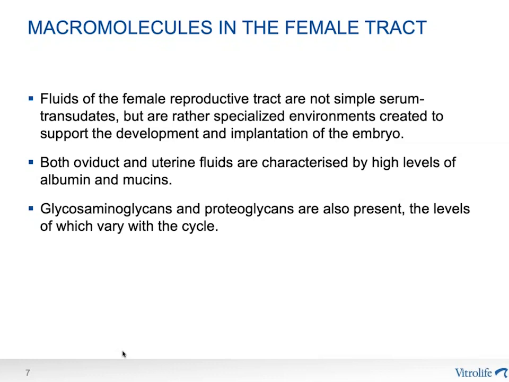So we compared the efficacy of some synthetic molecules such as polyvinyl alcohol. We looked at dextran, but we were also interested in the levels and effects of glycosaminoglycans because they vary with the cycle. But it should be noted that there's an abundance of albumin and mucins within the female tract as well. So it's not just one macromolecule, it's two or more that act in synergy.